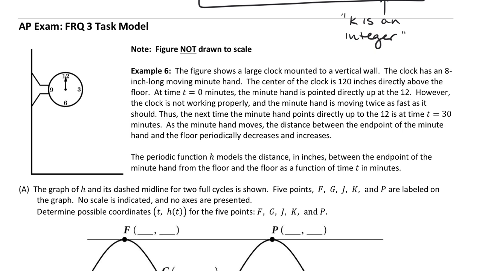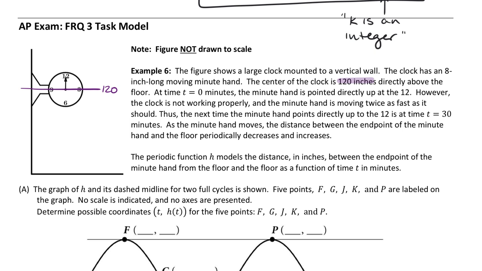The periodic function h models the distance in inches between the endpoint of the minute hand and the floor as a function of time in minutes. So let's pause right here and figure out what this figure is showing me. First things first, I want to know how high above the floor the center of the clock is. From the words, how high above the floor is the center of the clock? 120 inches. We got that information from right here. It is 120 inches directly above the floor.